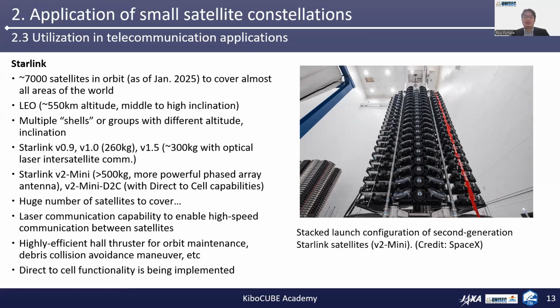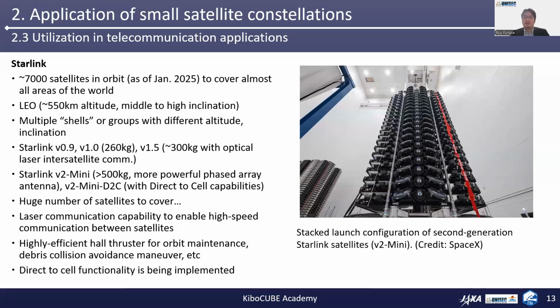Starlink is a constellation for communications with an estimated 7,000 satellites in low Earth orbit as of January 2025, covering the entire area of the Earth. The orbits are divided into several groups with different altitudes and inclination angles. The satellites have been continuously upgraded.